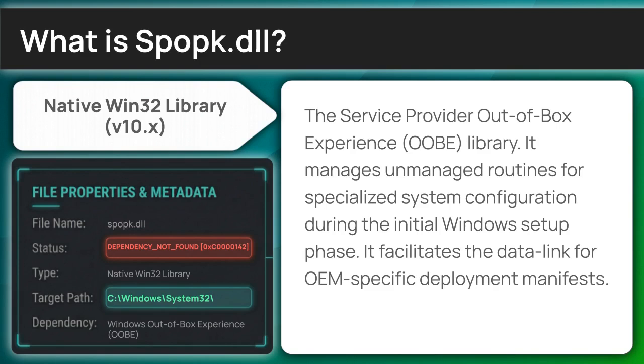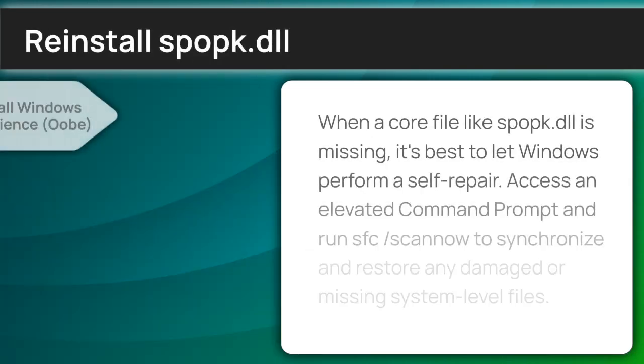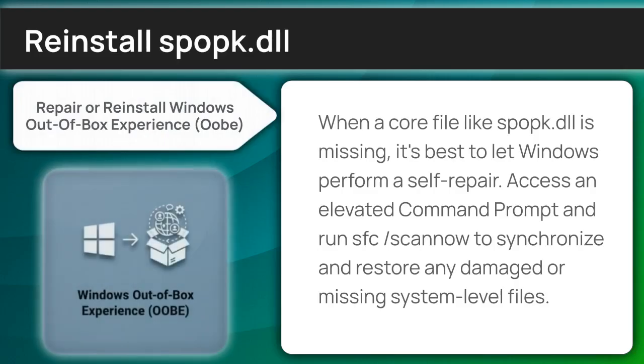Now that we've covered what the file does, let's jump into our first fix. When a core file like Spopk Library DLL is missing, it's best to let Windows perform a self-repair. Access an elevated command prompt and run sfc /scannow to synchronize and restore any damaged or missing system-level files.